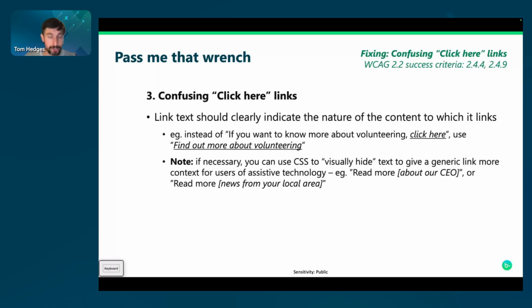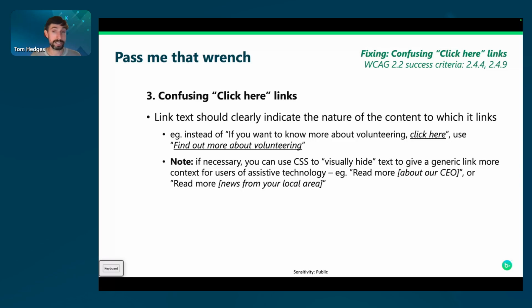Okay, the third topic that I'm going to cover here quickly is "click here" links that are confusing. So link text should clearly indicate the nature of the content to which it links. As an example, instead of saying, "If you want to know more about volunteering, click here," with only the words "click here" functioning as a link, it would be better to use a phrase such as "Find out more about volunteering" and make that whole phrase the link to the content about volunteering.